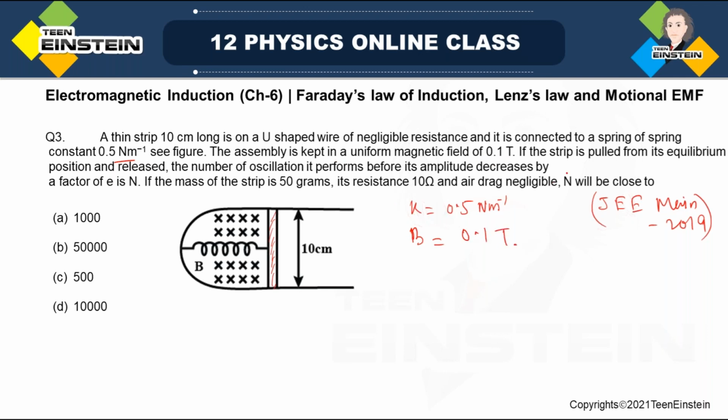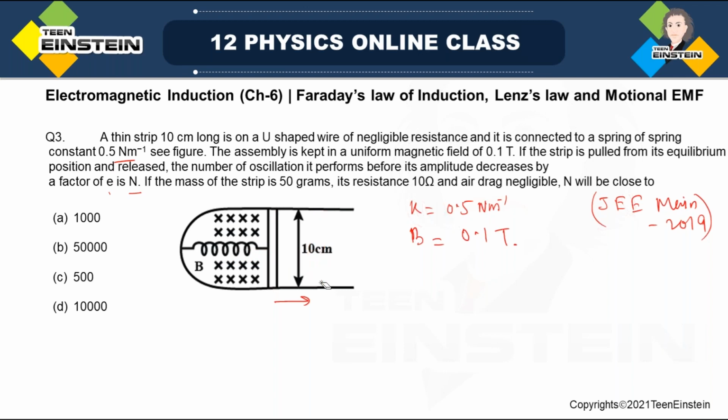Tesla. If the strip is pulled from its equilibrium, so suppose this is the equilibrium, it is pulled this way and released, a number of oscillations it performs before its amplitude decreases by a factor of e is n. See what will happen if you just pull it here and then leave it. It will start oscillating like this. As the spring is there, there will be oscillation.